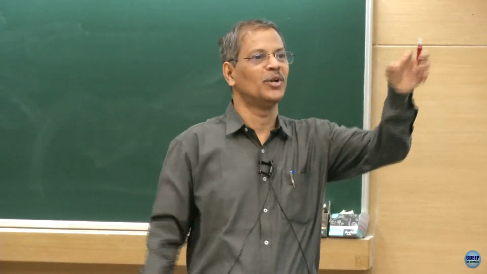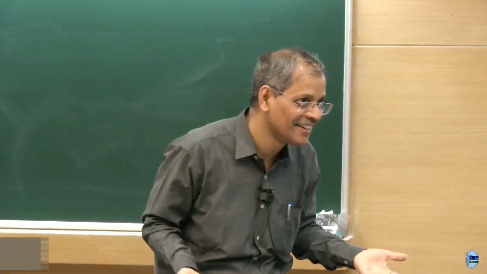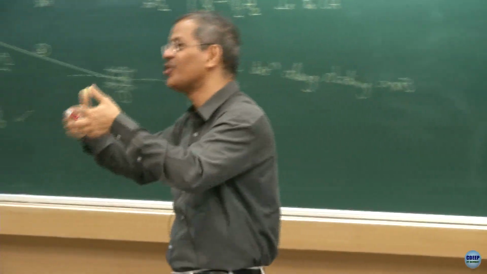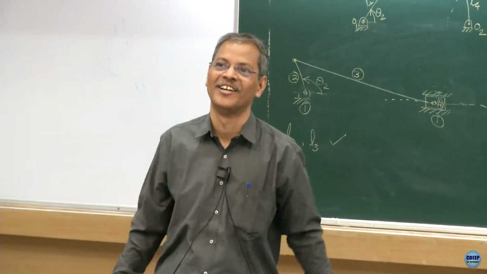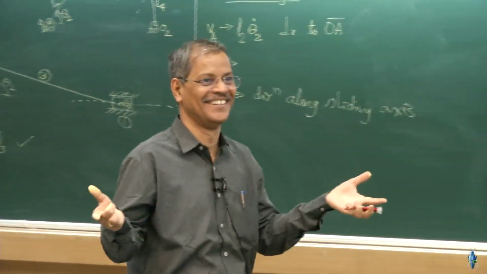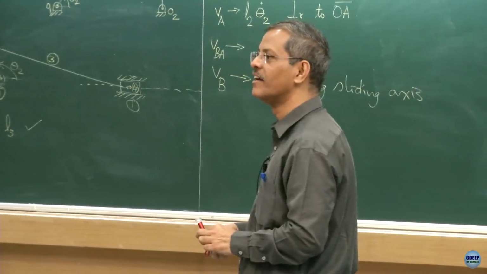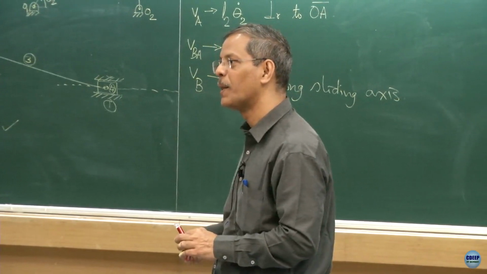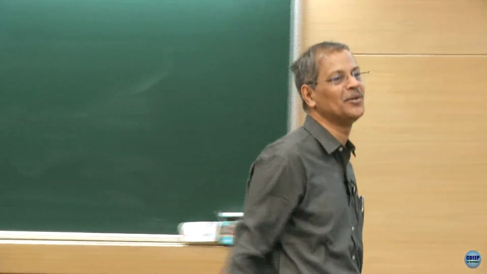You were saying that the component of velocity of A and the component of velocity of B along the direction AB should be the same. Now, Chandramouli said that VBA should not be along the direction AB, but what should it be? What should be the VBA direction? VBA has to be perpendicular to AB. That's all. The direction has to be perpendicular to AB.